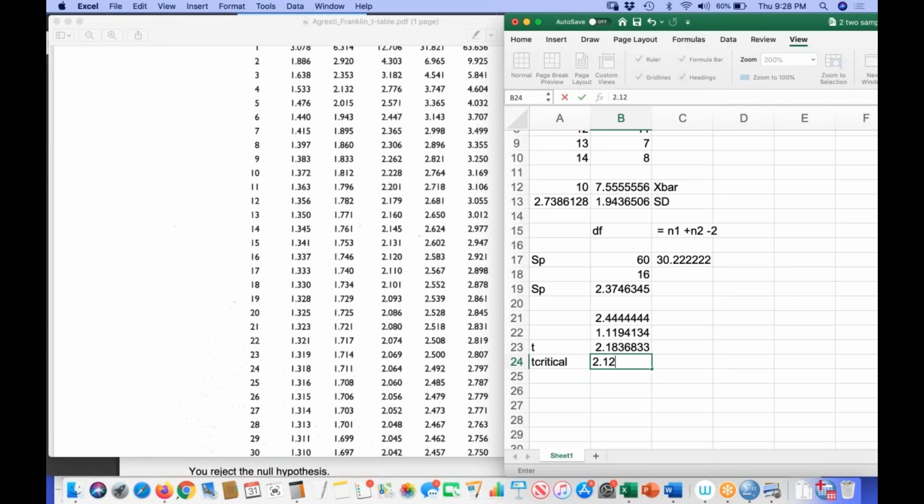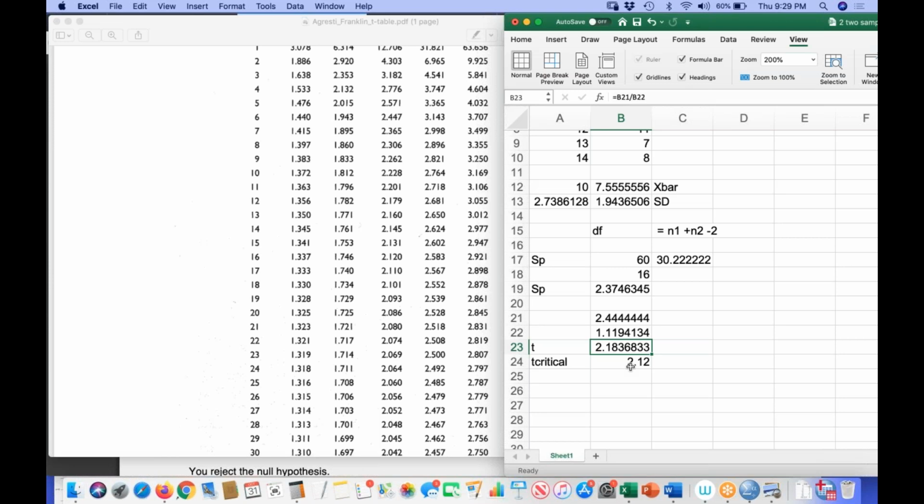Did the value of T we calculated exceed our critical value? 2.18 versus 2.12. Yes, it did, right? 2.18 was the one we calculated, and it's bigger than our critical value. Since it exceeded our critical value, what can we do with our null hypothesis? We reject the null hypothesis and accept the alternative hypothesis.